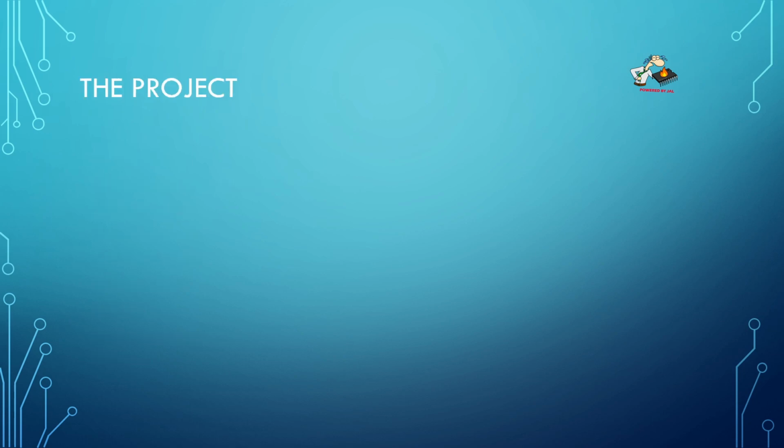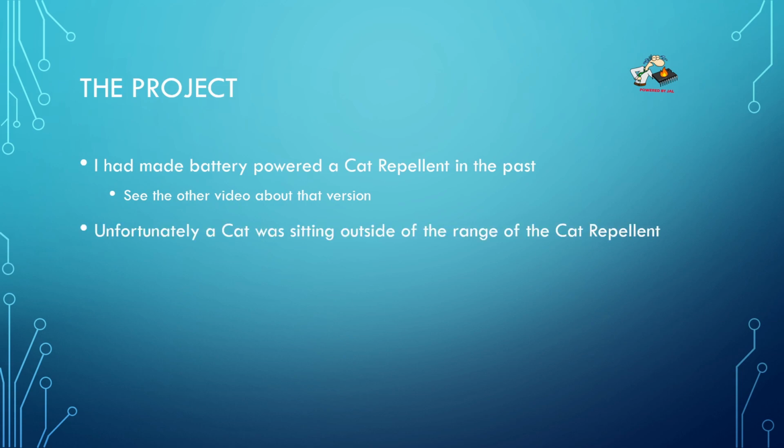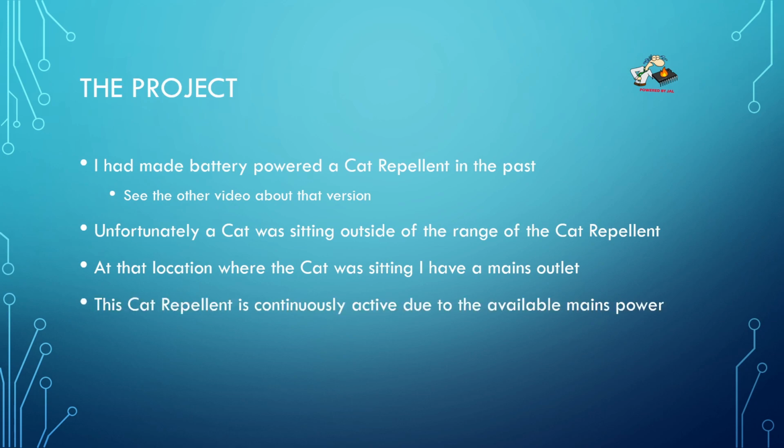So why did I do this project? In the past I had made a battery powered cat repellent, and you can watch the other video about this project. But there was a cat sitting outside of the range of that cat repellent. But luckily at that location I have a mains outlet and that gives extra possibilities. Because now I built a cat repellent that is continuously active because I have mains power.